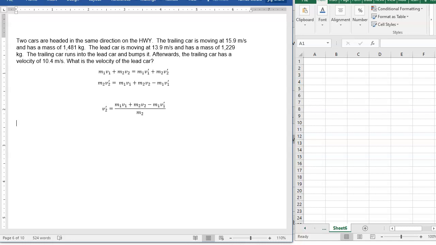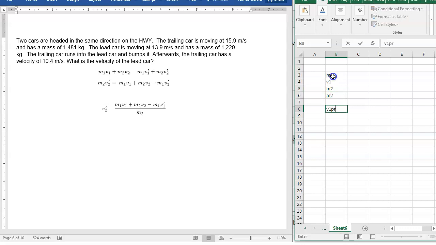Now, what would you intuitively expect? We've got a car that's going faster that bumps into a car that's going slower. After the fact, the car that was going faster is going even slower. What do you think is happening to the other car? Well, let's find out. We know that. All right, let's stick in the numbers.